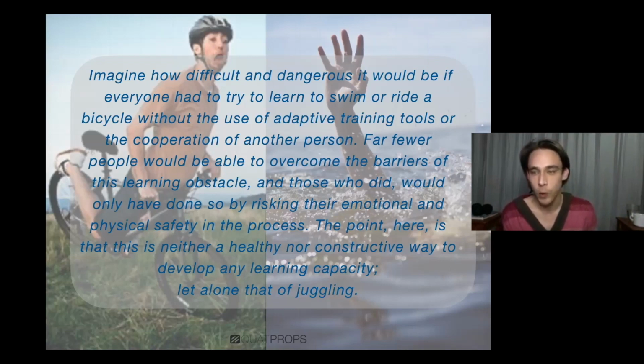We have to be more aware and cautious of the risk that is involved in learning. In bicycling and swimming, we understand it's physical. It's not physical in juggling, but there's always a risk in learning. So we need to be reflective of what that risk is with juggling, because it's emotional. This is the risk in juggling, right? The point here is that this is neither a healthy nor constructive way to develop any learning capacity, right? We wouldn't do it for bicycling or swimming. We shouldn't do it for juggling.